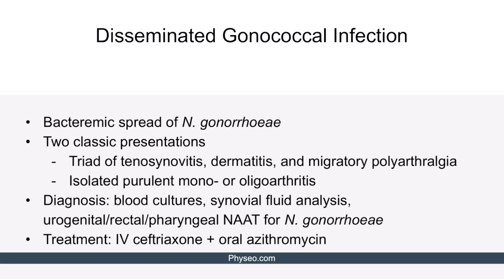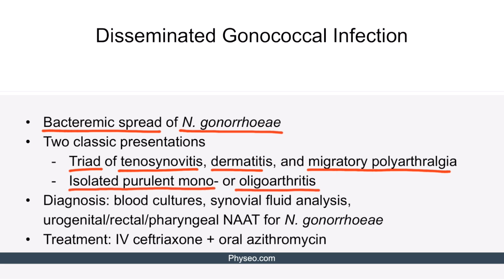Before we move any further, let's talk about an important condition, which is disseminated gonococcal infection. It results from the bacteremic spread of Neisseria gonorrhoeae. There are two classic presentations. One is a triad of tenosynovitis, dermatitis, and migratory polyarthralgia, and the other is isolated purulent mono or oligoarthritis.